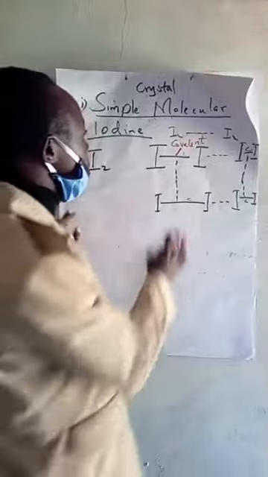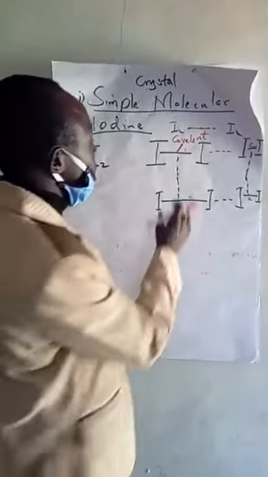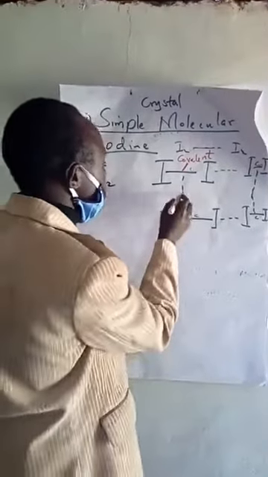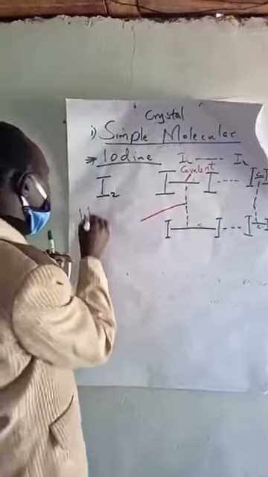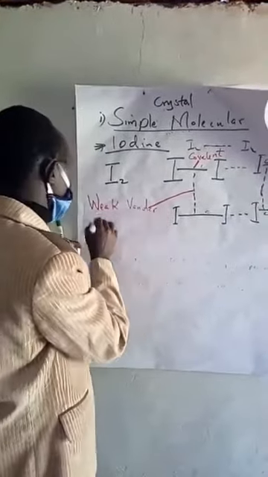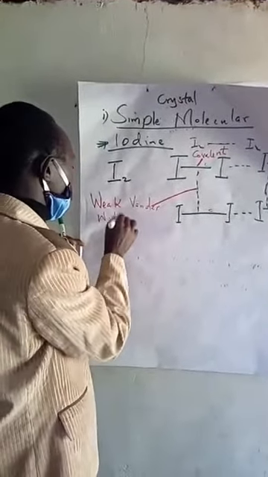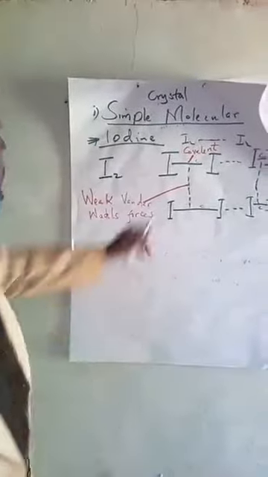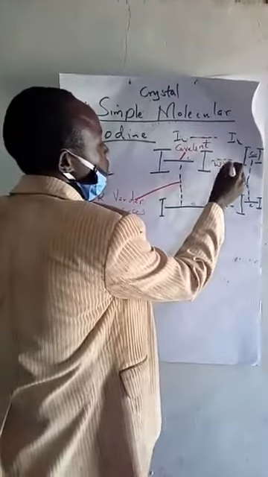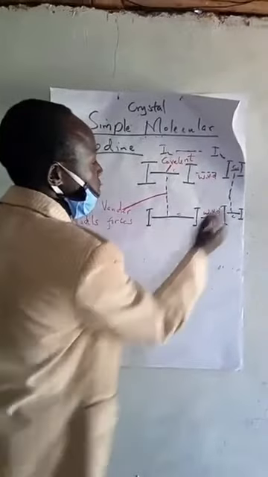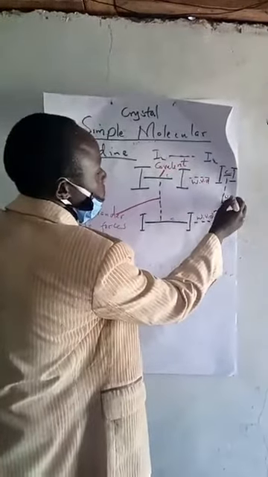Now, this other bond that is linking one molecule to another molecule is called weak van der Waals forces of attraction. This is a weak van der Waals force of attraction. This is also weak van der Waals forces. This one is a weak van der Waals force of attraction.